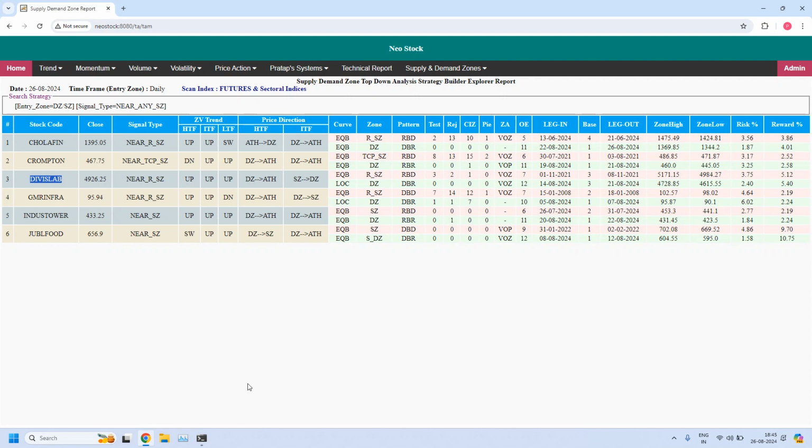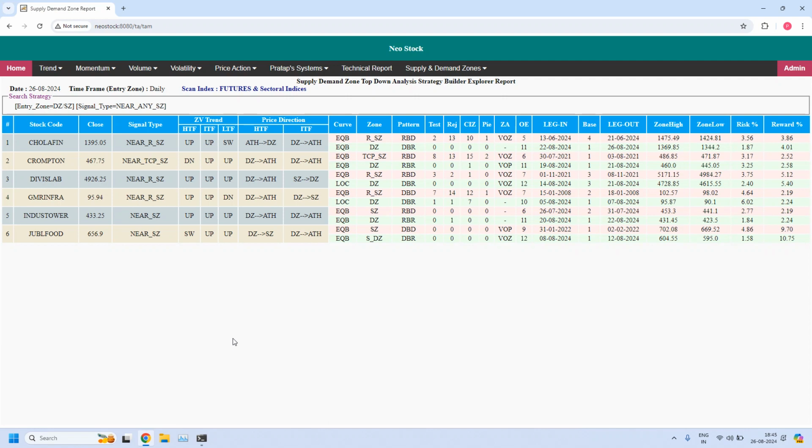So from the daily demand zone we identified Adani Ports, and from the daily supply zones we identified Divi's Labs. So a total of 2 stocks identified from the daily time frame. Once intraday data is available, we will generate the 75 minutes time frame high liquidity demand and supply zones. Okay, so this is about stocks near demand and supply zones for the time frames daily and above.